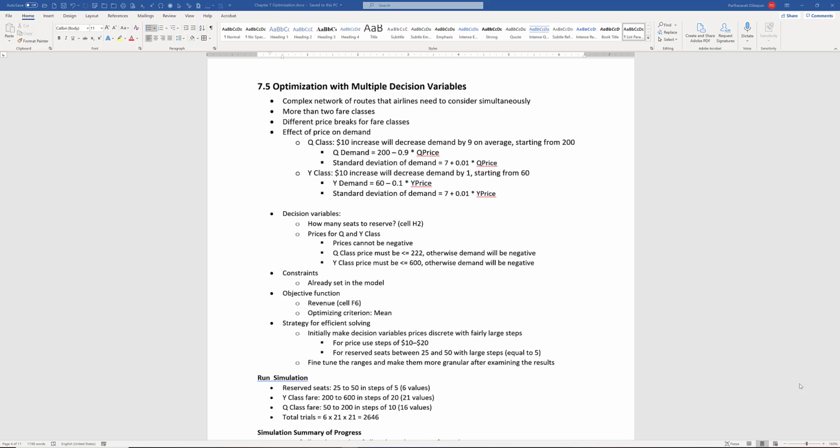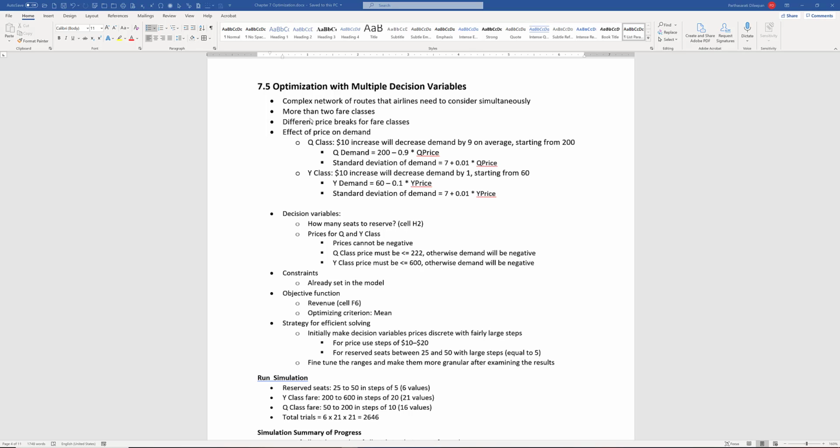Now, we looked at just one decision variable, that is how many seats to set aside for Y class in the previous example. Of course, in a real-world situation, there will be a lot more complexity in the problem. So there will be a network of routes to consider, many of them, hundreds if not thousands. More than two fare classes.